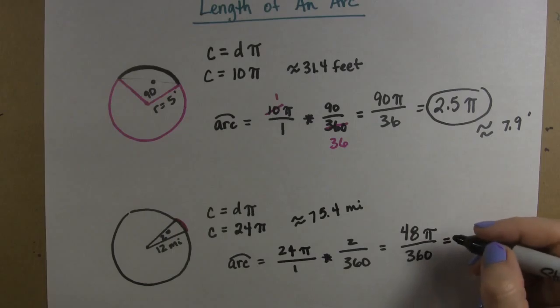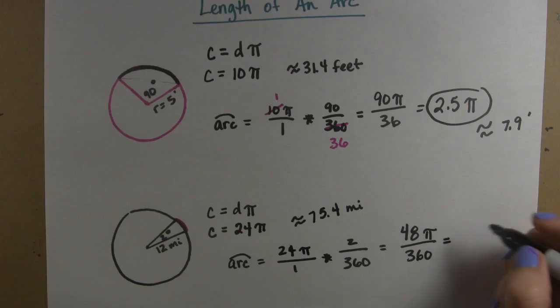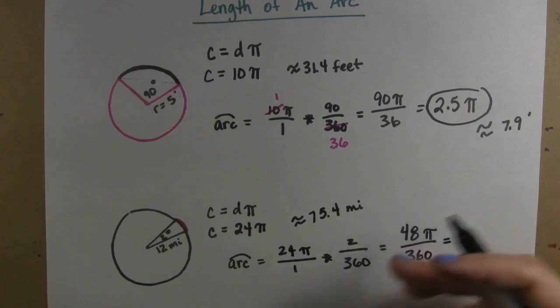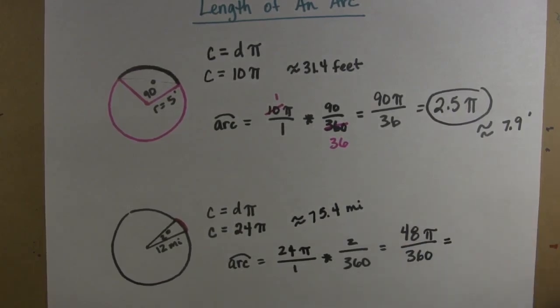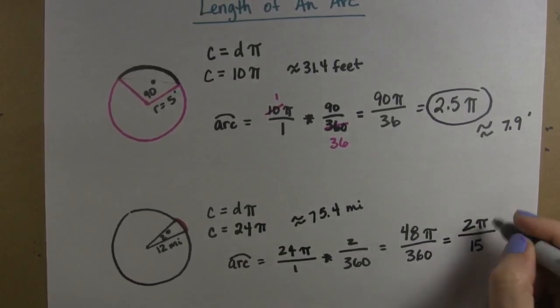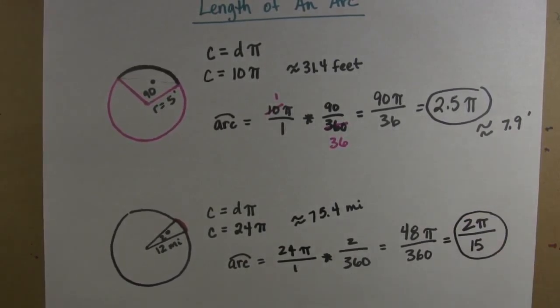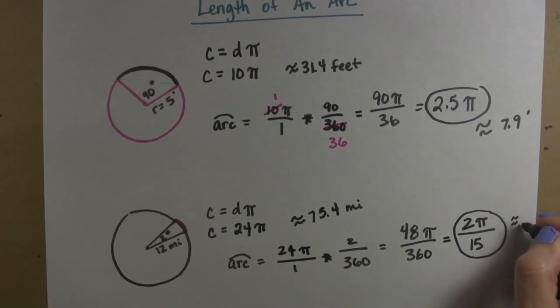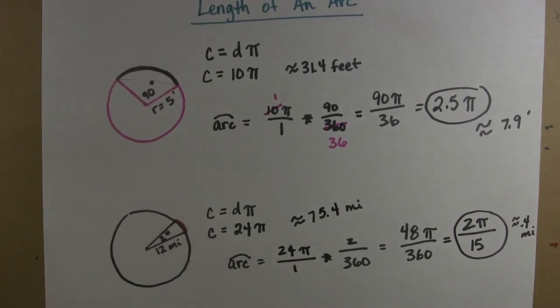And if I put that in my calculator, I do not get a nice number. I get an ugly number. So instead, I'm just going to reduce it. First I'll divide by 6, and then I'll divide by 2, and then I'll divide again, and eventually I will get to 2 pi over 15. So that's 2 times pi divided by 15, which is about 0.4 miles. So that's much smaller, isn't it?